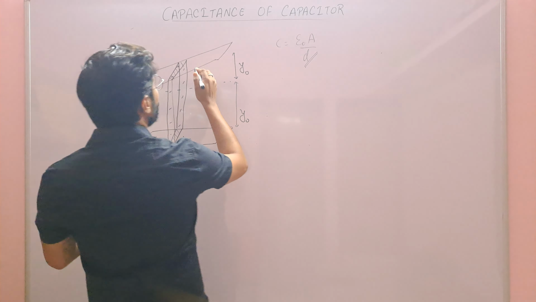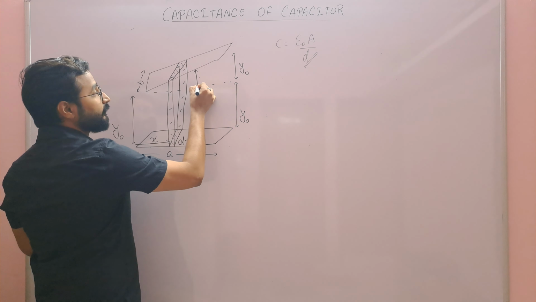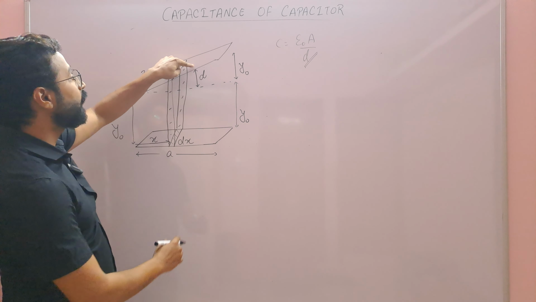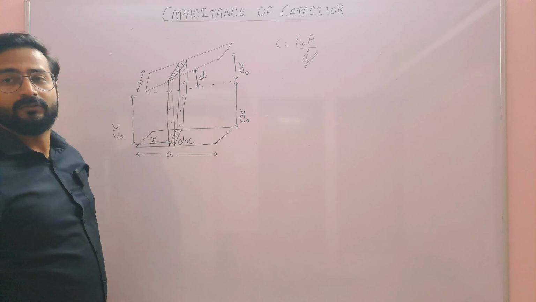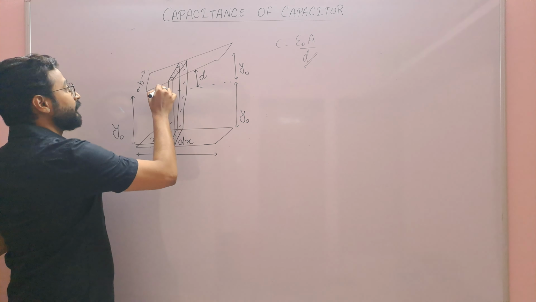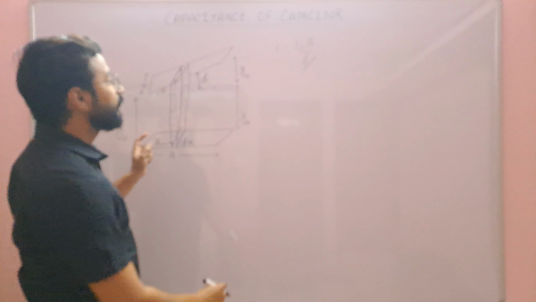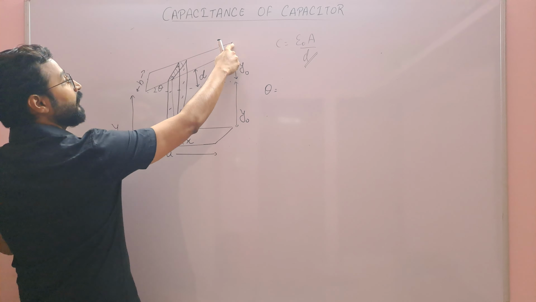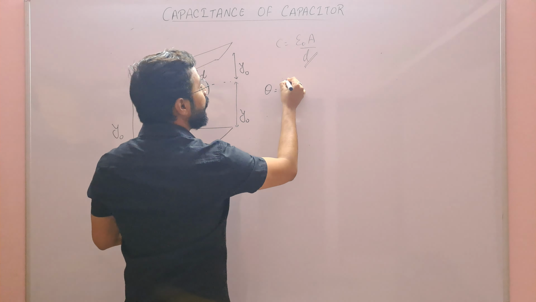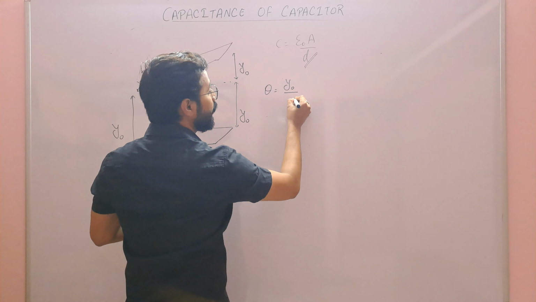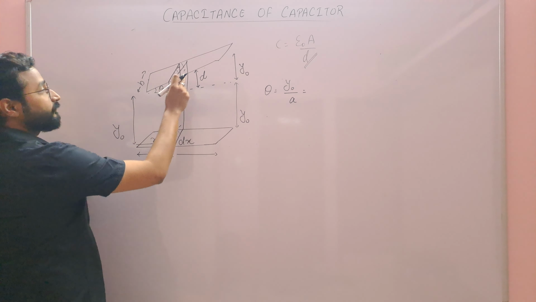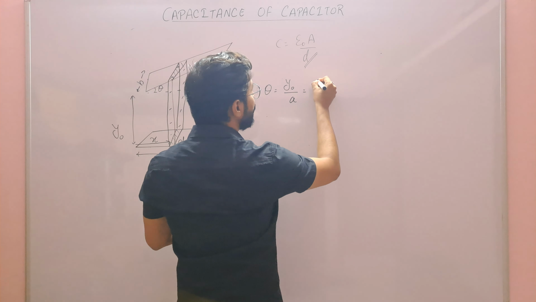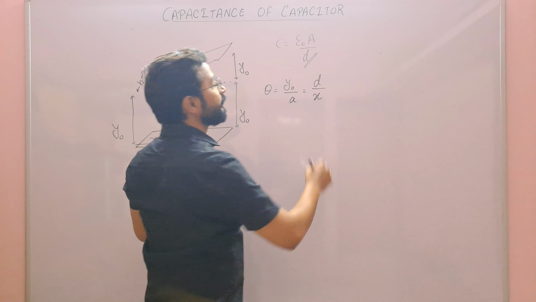And here I have to find this distance. Let me say it is d. So we have to find the whole distance from here to here. So how will we find it? This is angle theta. If I write tan theta, then in this bigger triangle I can write y naught upon A is equal to, in this smaller triangle, d upon x.